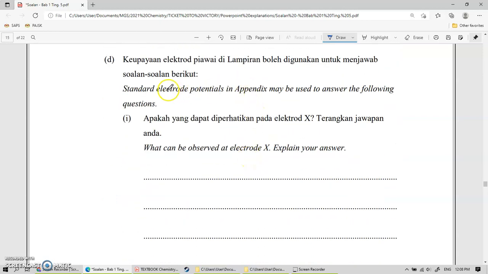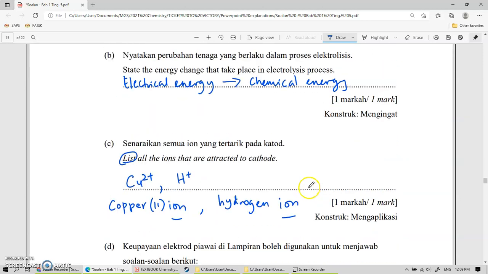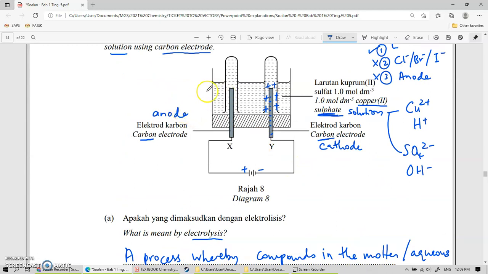So, refer to the standard electrode potential in the appendix. How can we observe at electrode X? Explain the answer, and it's 4 marks. Okay, so electrode X is the anode. The anode is positively charged.